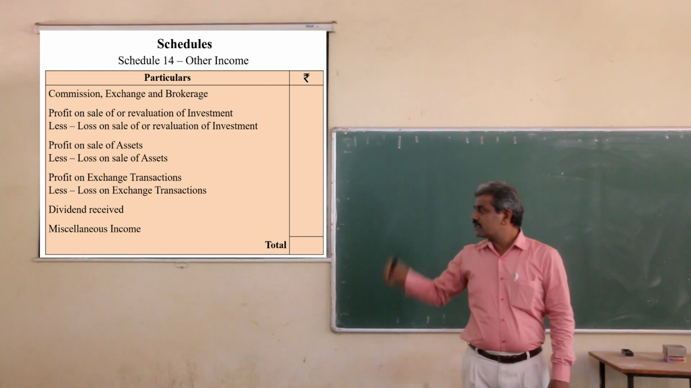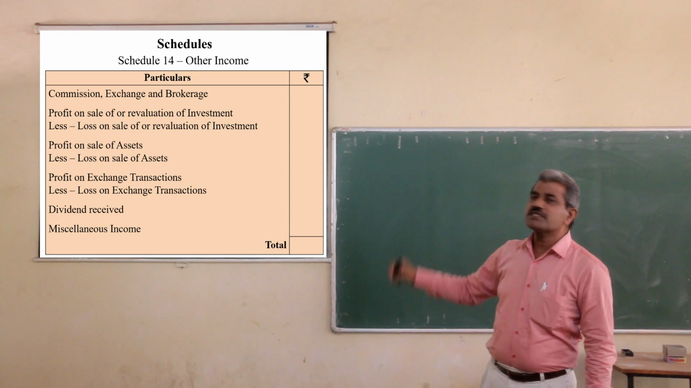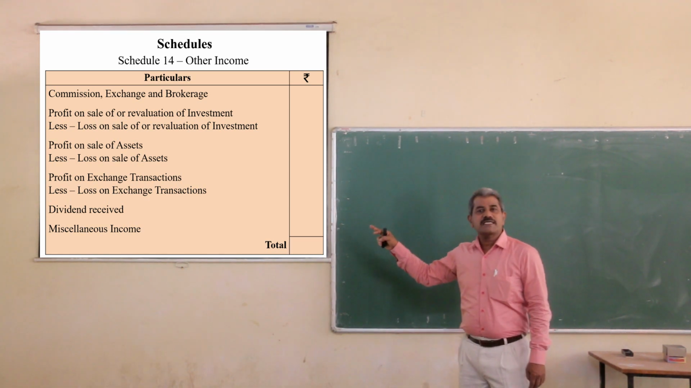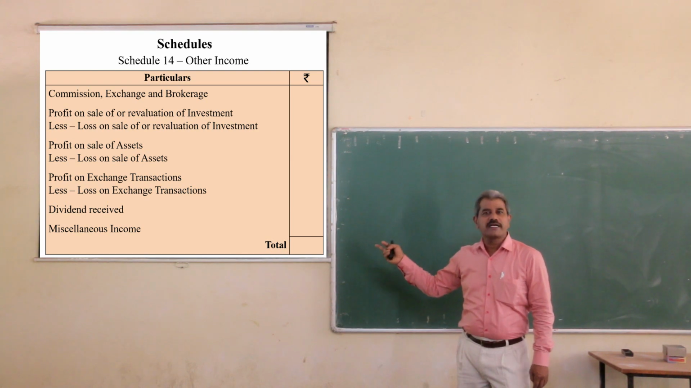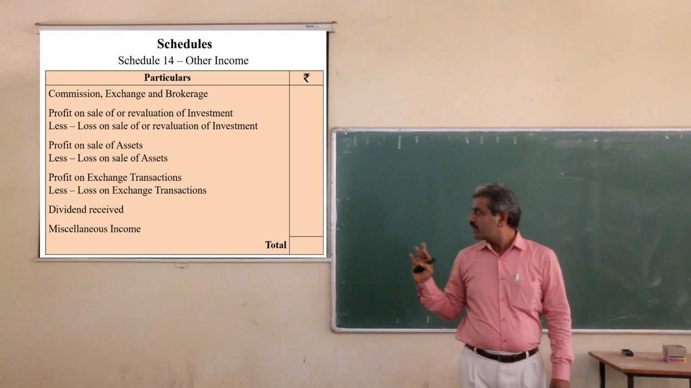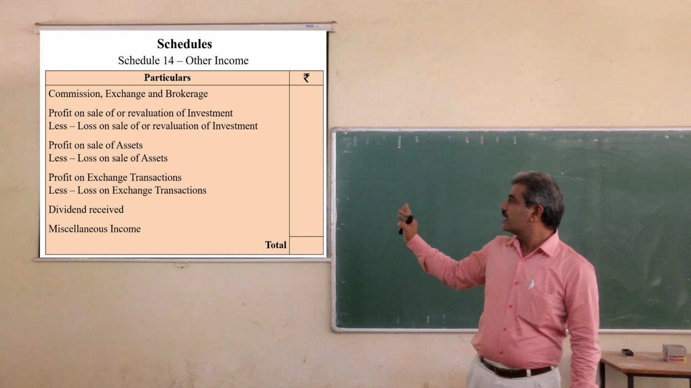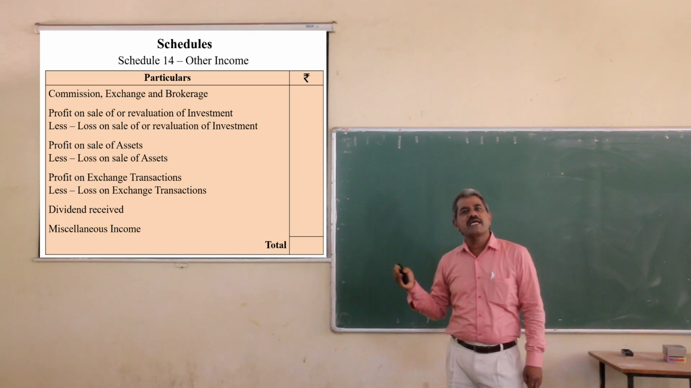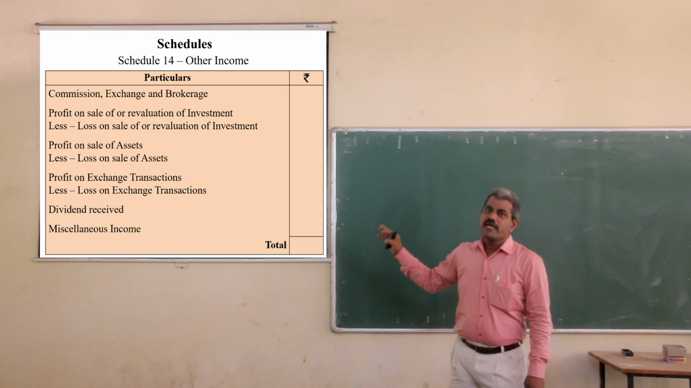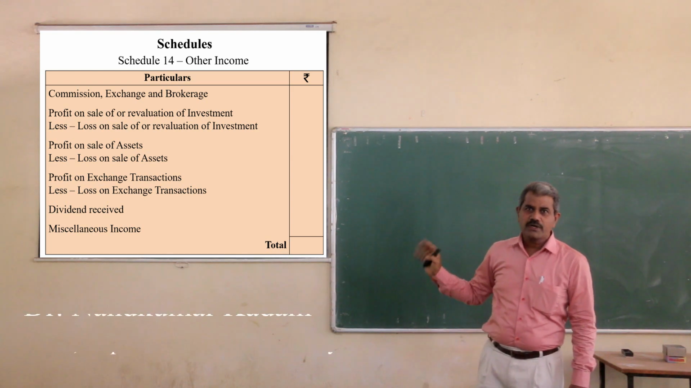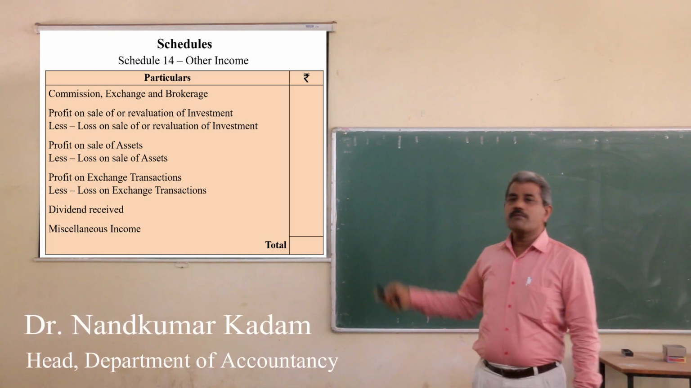Okay. Then next is profit on exchange transactions. If there is a loss on exchange transactions, it should be deducted. The resulting figure will be plus or minus. Then we will take into consideration here dividend received from subsidiaries or any other banks. If there is any miscellaneous income, we will consider it here. It means other than interest, we will consider all income here. Okay, this is schedule number 4.